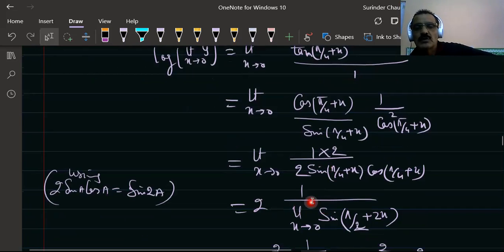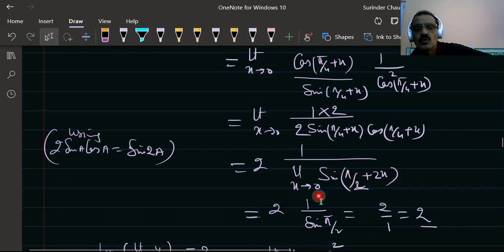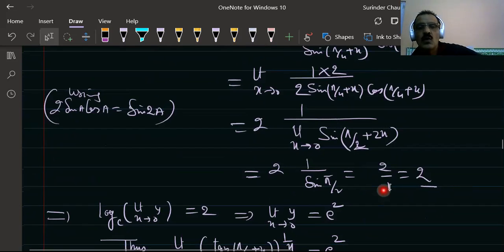Now taking the limit x to 0, we get 2 into 1 upon the limit of sin of (pi/2 plus x). As x is 0, sin of pi by 2 is equal to 1. So it is equal to 2 into 1 upon 1, which is equal to 2. Now L is this. Again go to the step. L is 2.